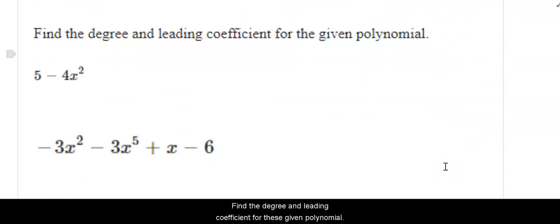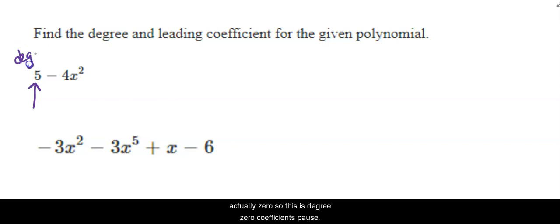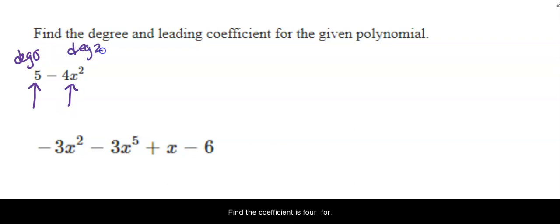Find the degree and leading coefficient for these given polynomials. Each individual term, thing added or subtracted to other things, has its own degree and its own coefficient. So if I were looking just at the first term, 5, the degree of the 5 is actually 0. So this is degree 0, coefficient 5. The second term has a degree of 2, and the coefficient is negative 4.